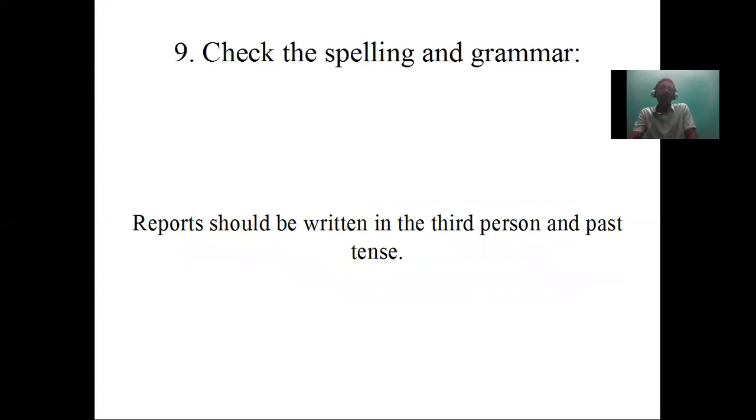Okay, number 9 is a technical thing. Check the spelling and grammar. I already told you that reports should be written in the third person and past tense. These are the technical points: when you want to write a news report, you have to write it in the third person. You should apply the third person method, and you have to use the past tense also.